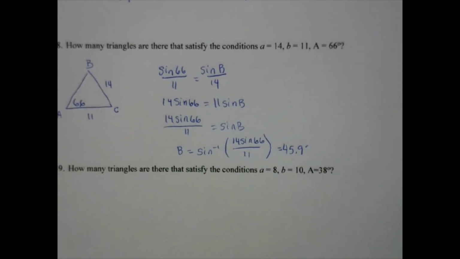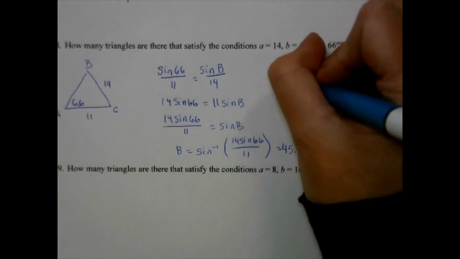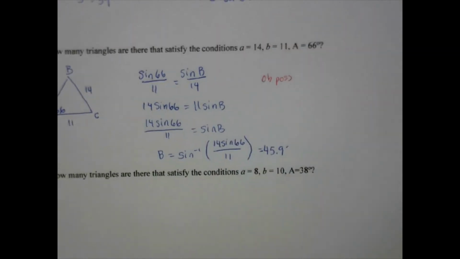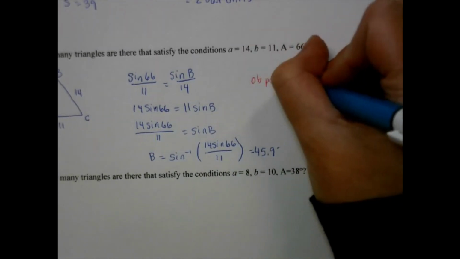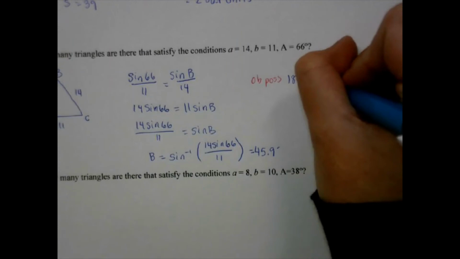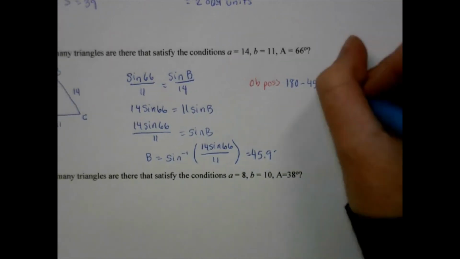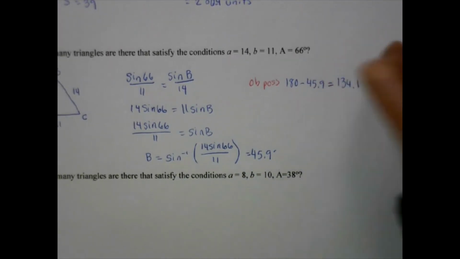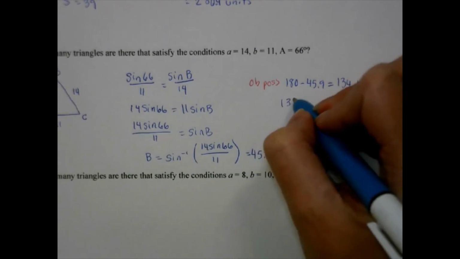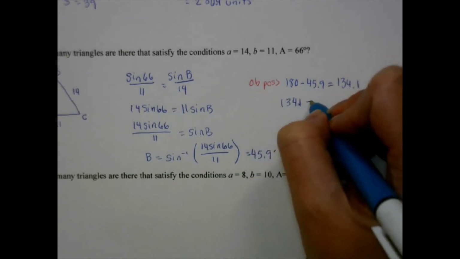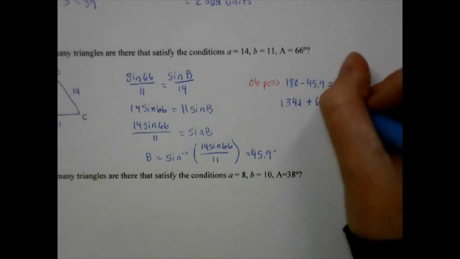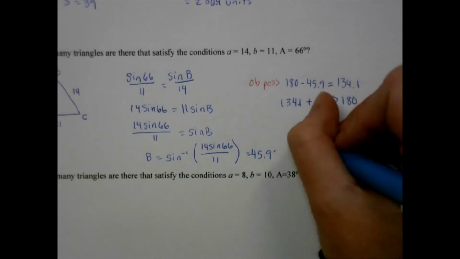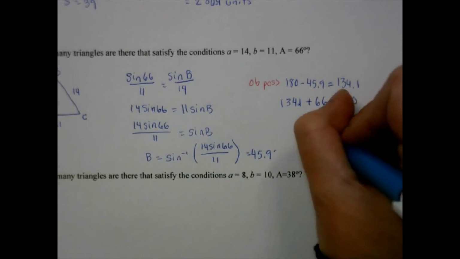The obtuse possibility, because there could be that, is going to be 180 minus the 45.9, which is 134.1. Can 134.1 and 66 be in the same triangle? No, they cannot. It is bigger than 180, so there is one triangle for this.